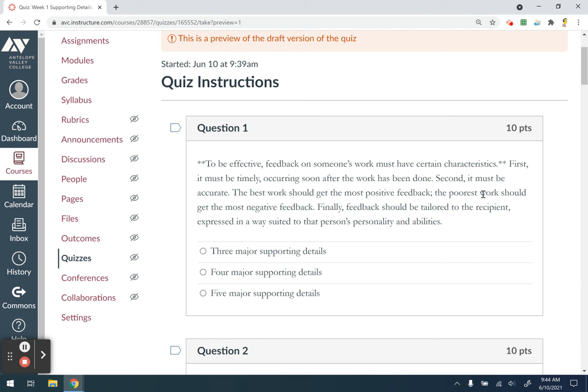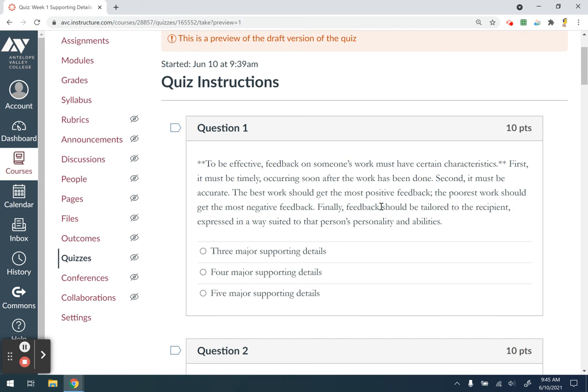So looking at question 1, it says, to be effective, feedback on someone's work must have certain characteristics. First, it must be timely, occurring soon after the work has been done. Second, it must be accurate. The best work should get the most positive feedback. The poorest work should get the most negative feedback. Finally, feedback should be tailored to the recipient, expressed in a way suited to that person's personality and abilities.